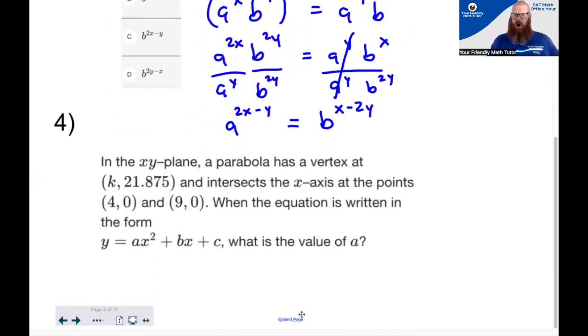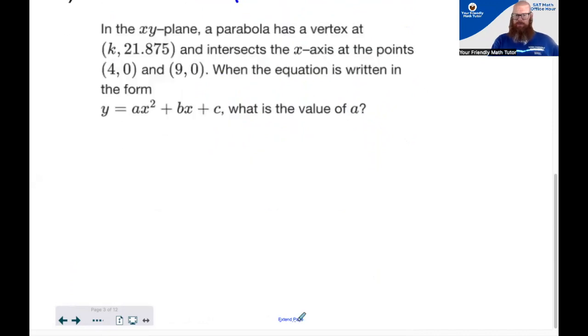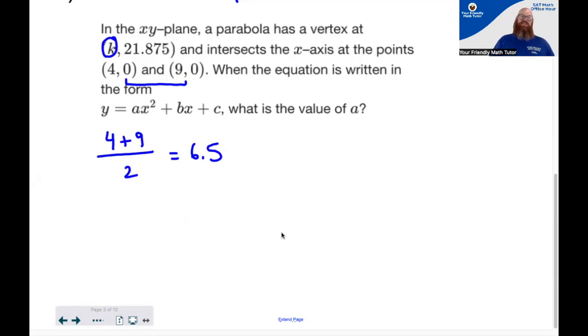All right, and our last challenge problem. So we could do this a couple different ways. The one thing we want to do is realize that we can find K pretty quickly. K is the x coordinate of the vertex, and the x coordinate of the vertex is always, these two are the x intercepts, halfway between the x intercepts, so just the average. So 4 plus 9 over 2. That's really 6.5.